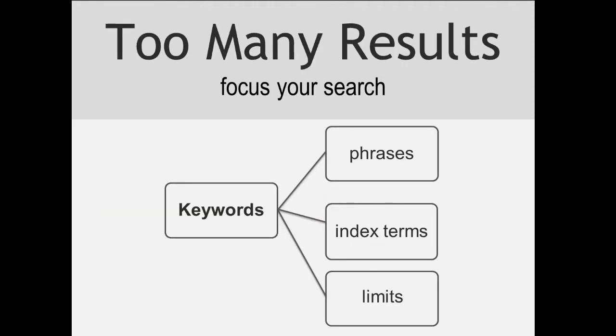If you're getting too many results, then your keywords may be too general or too common. You can focus your search by using phrase searching or applying limits, such as date of publication or type of publication. Some databases use specialist indexing, and it can be helpful to find and use the index terms most appropriate to your research.